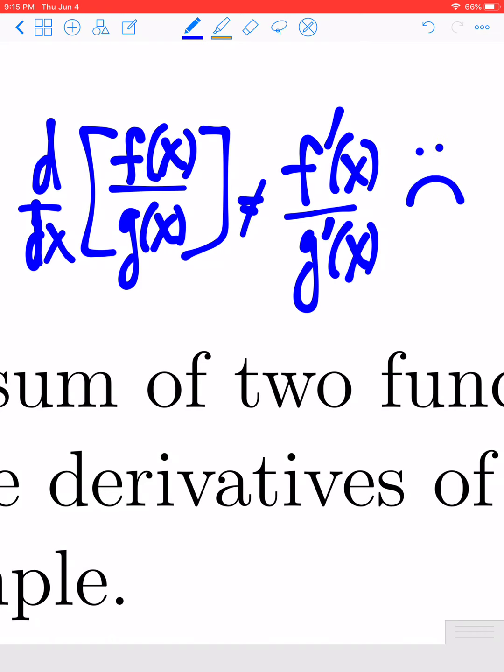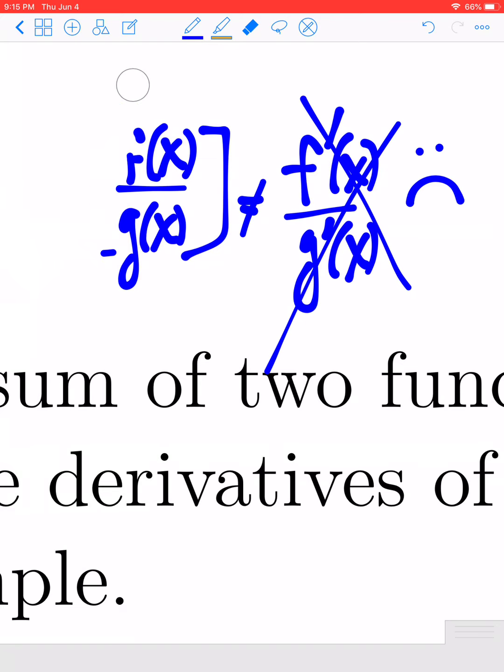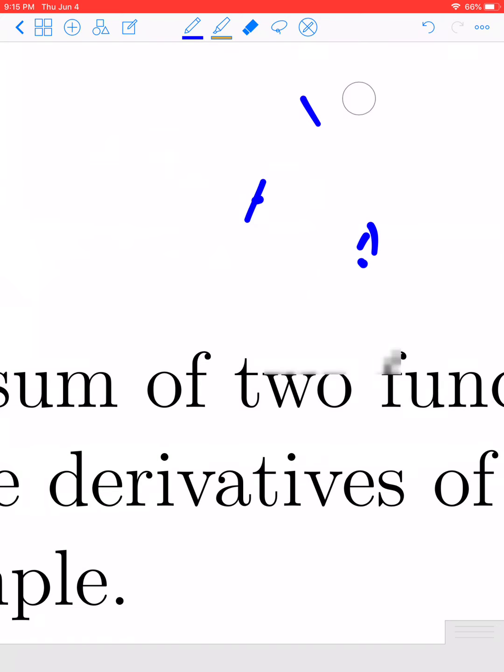Again, ultimately, if you wanted to derive the rule we're about to see, you would have to go back to the fundamental definition of what it means to take a derivative using limits, work it out, but you do not get the derivative of f divided by the derivative of g. So that's not going to happen.